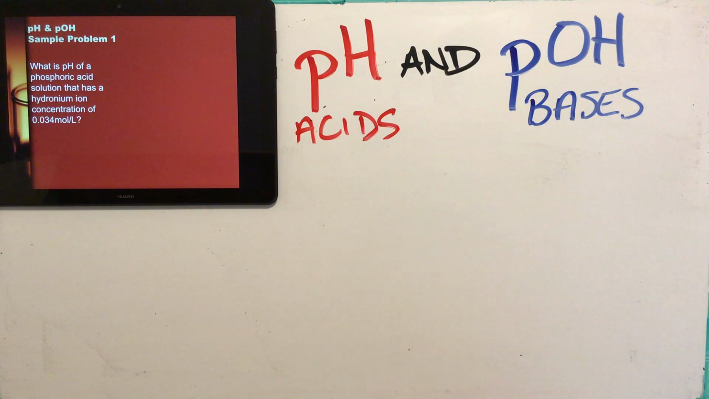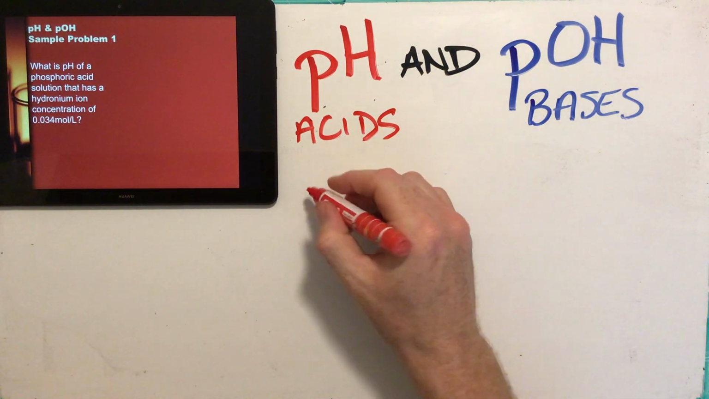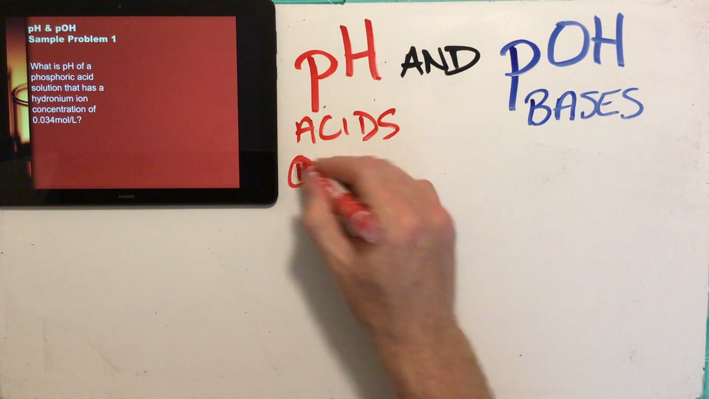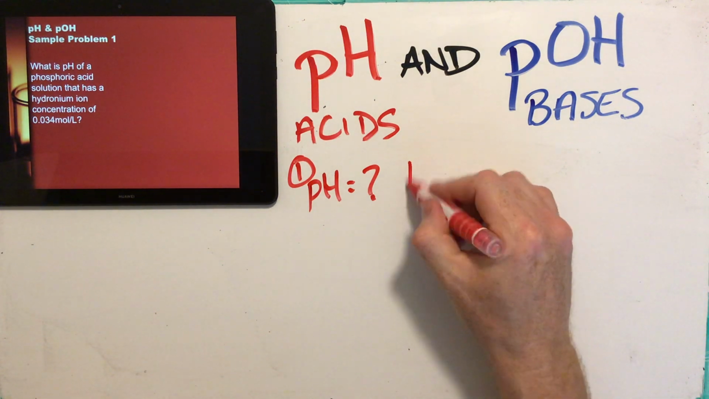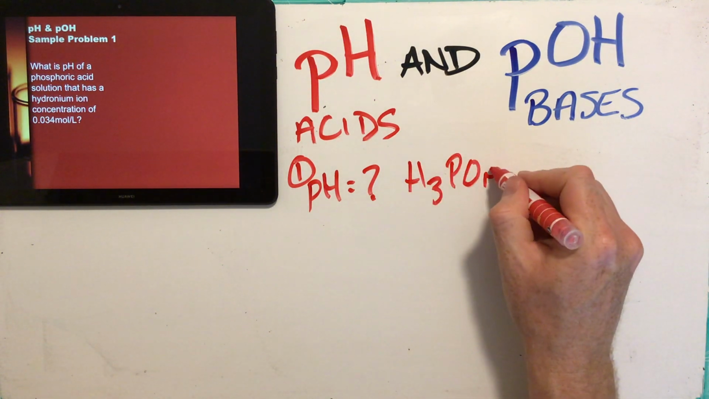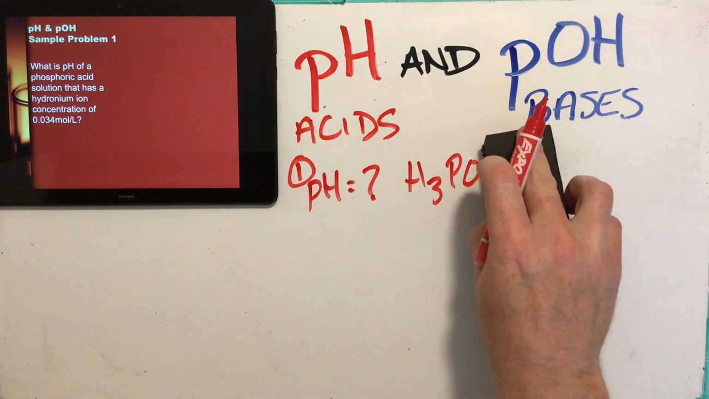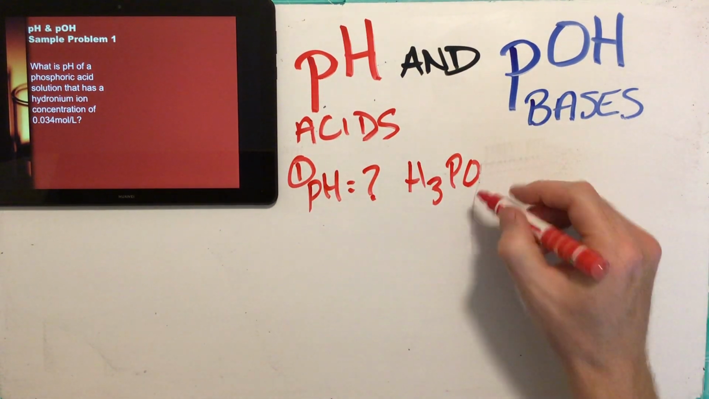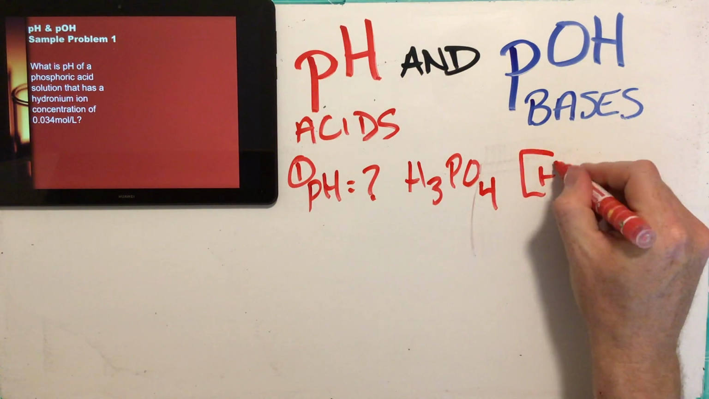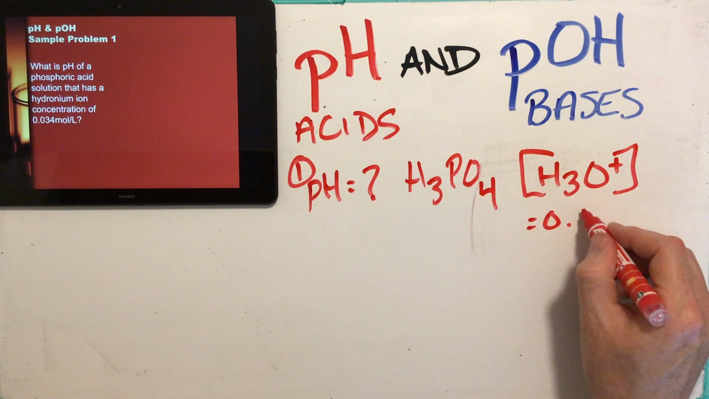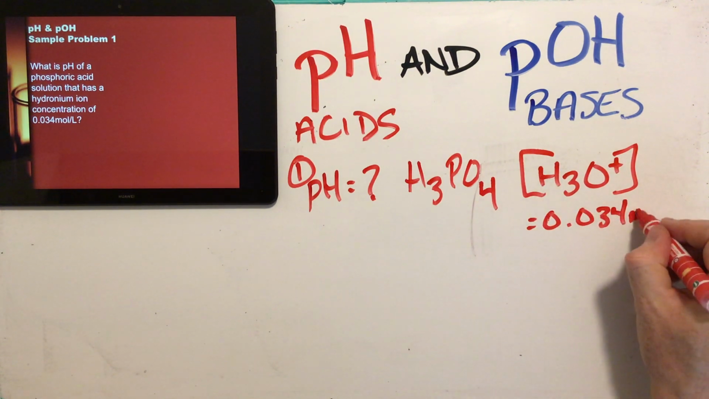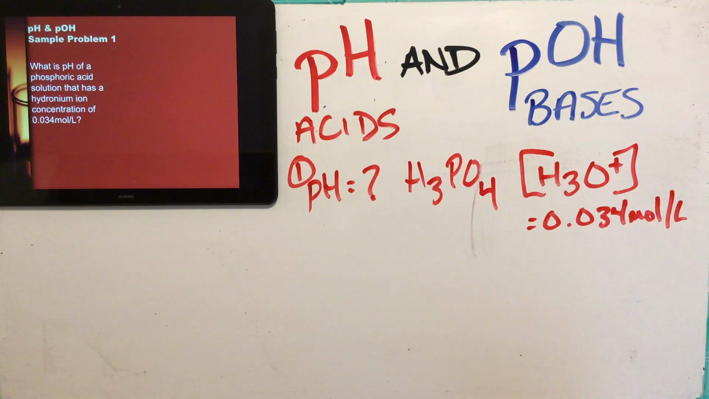What is the pH? This is number 1. What is the pH of a phosphoric acid solution? Phosphoric acid is H3PO4. That has a hydronium ion concentration equal to 0.034 moles per liter. All right?